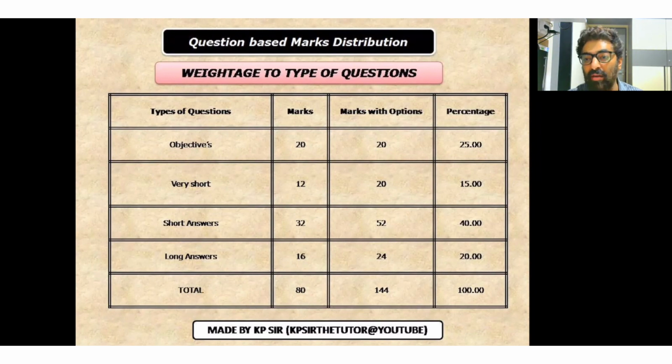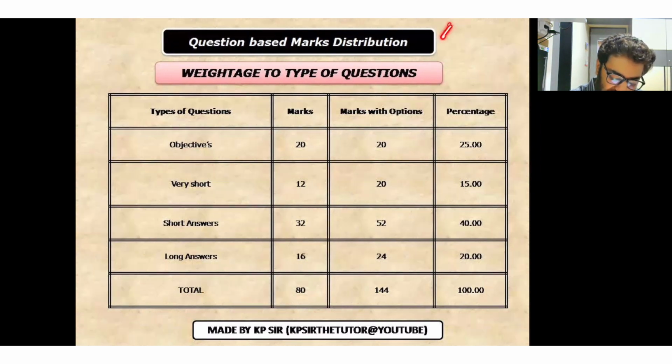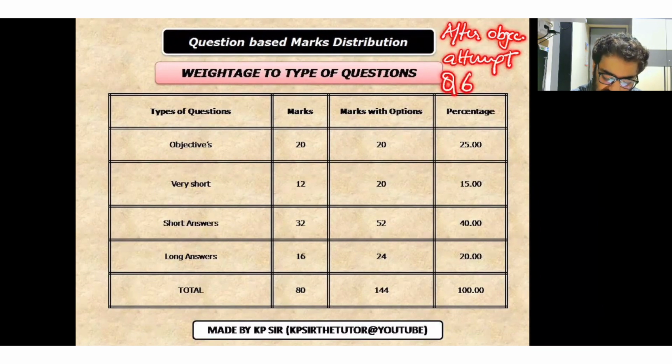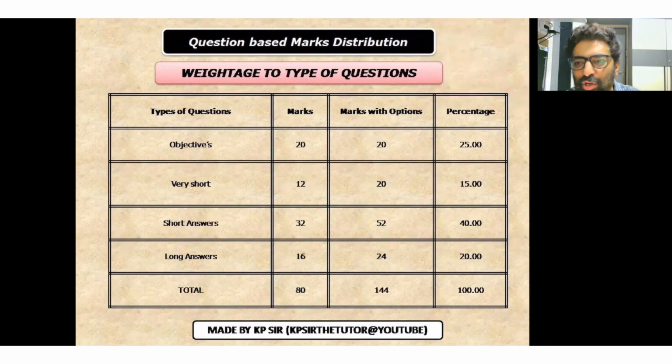And before I wind up, there's a small suggestion from my side to everybody over here. That suggestion is that if possible, after objectives, attempt question number 6, which will be briefs. After objectives, attempt question number 6. You are fresh enough, you will recollect it properly. It's a big answer. If it is done before time, it will actually be beneficial for you.